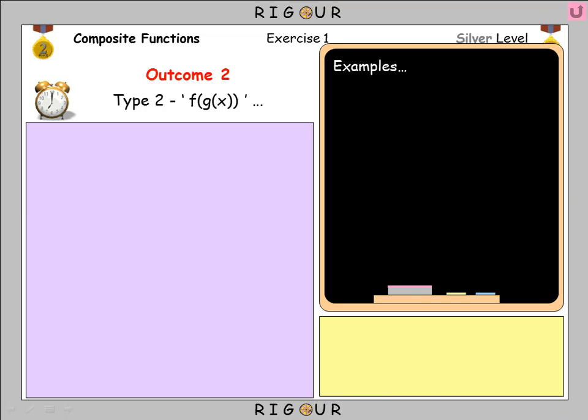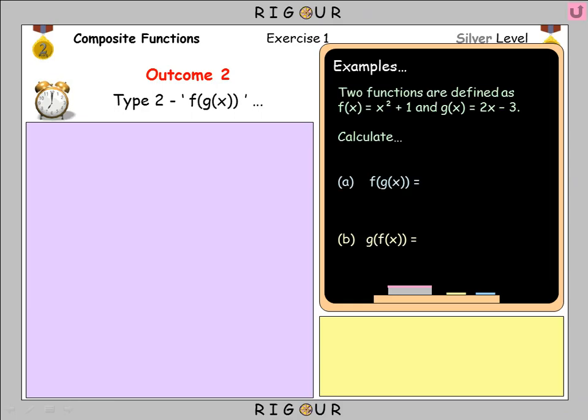So outcome 2, we're going to focus on question type 2, calculating the value of f of g of x. So that's where we have as a possible question, two functions are defined as f of x equals x squared plus 1 and g of x equals 2x minus 3. But this time we have to calculate f of g of x.